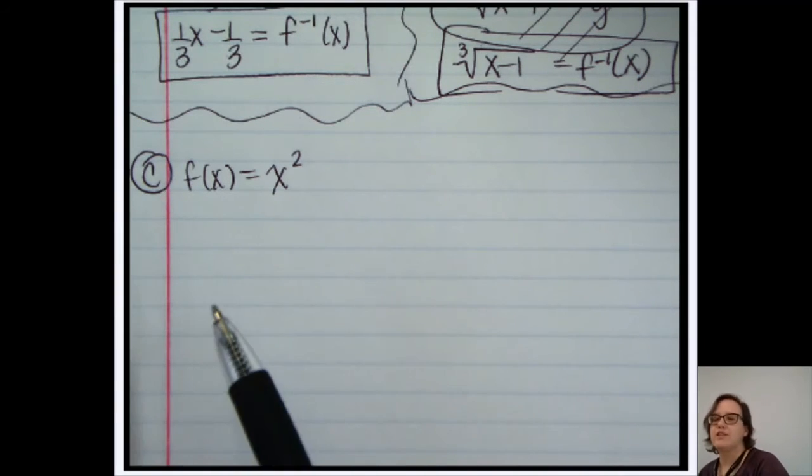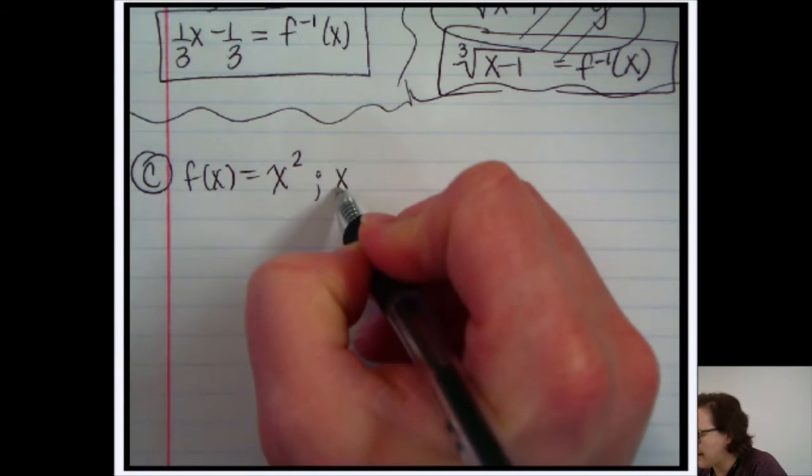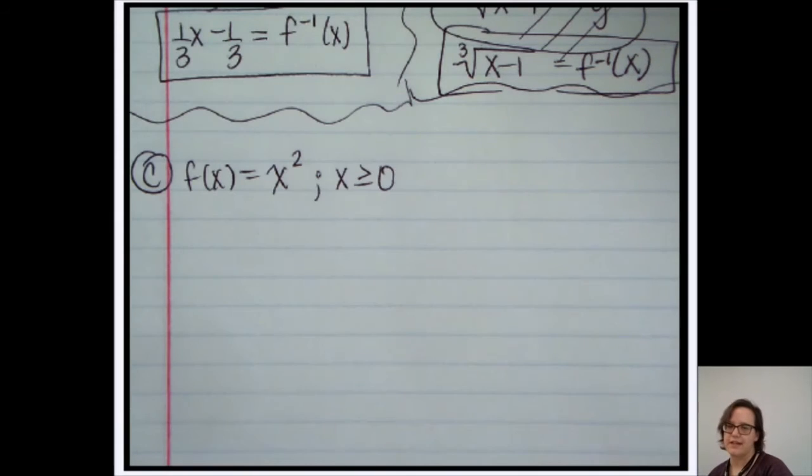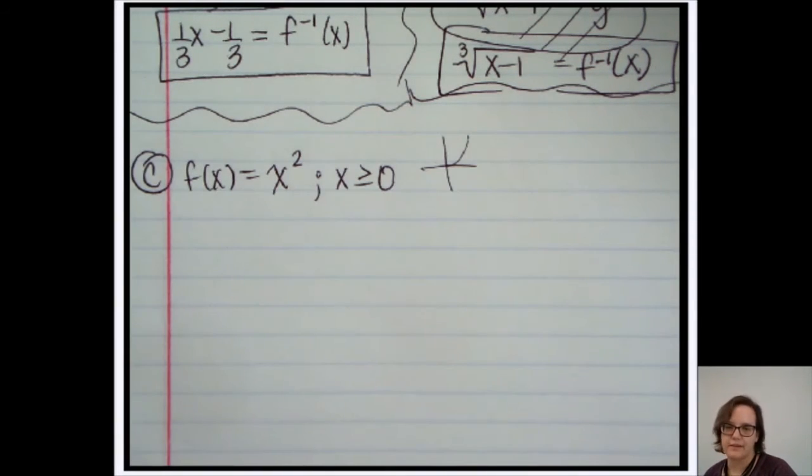So what we actually have to do to be able to find its inverse is we have to restrict it. And in this case, they've asked us to restrict it to just x is greater than 0. So we're talking about that right part of the parabola. Okay. So if you have a non-1-to-1 function, you have to restrict it so you get a 1-to-1 function.